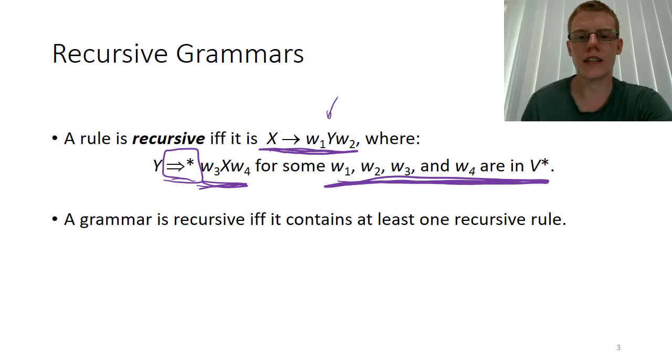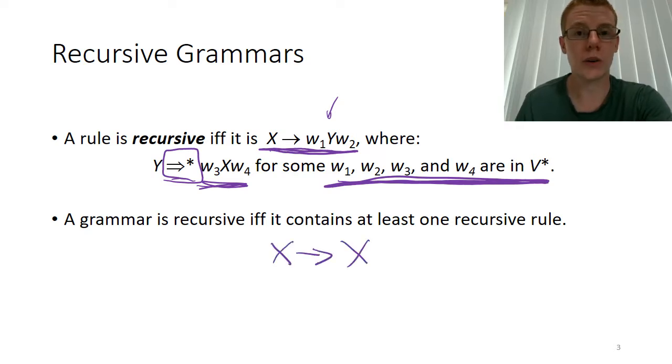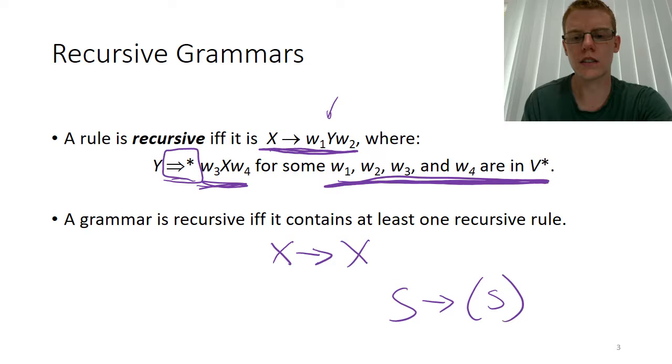So we can straight away see here that something that satisfies this recursive rule is simply X going to X. Or, as we had before with our balanced palindromes language, one of the rules, S goes to S surrounded by something, fits the definition for recursive. We call a grammar recursive if it contains at least one recursive rule, and so obviously any grammar that has no recursive rules we don't call recursive.